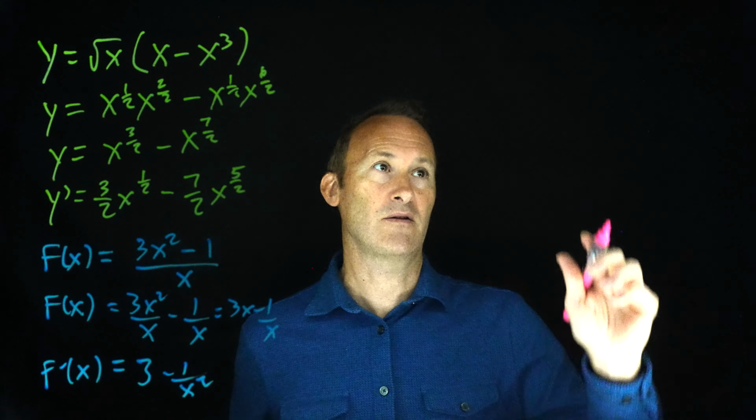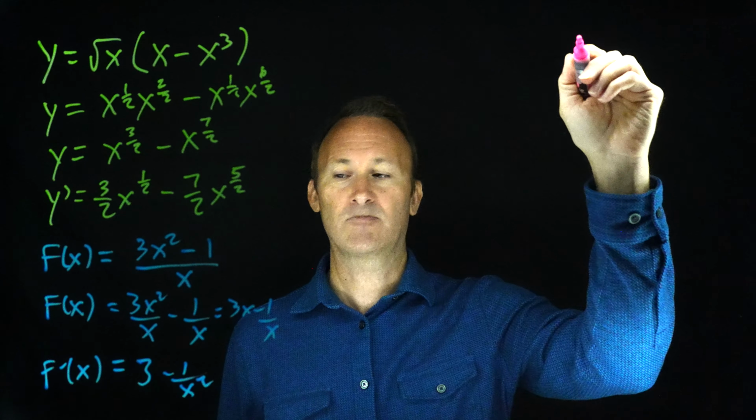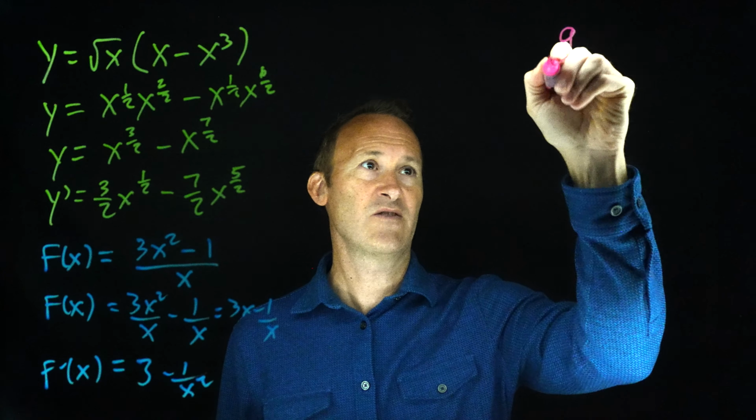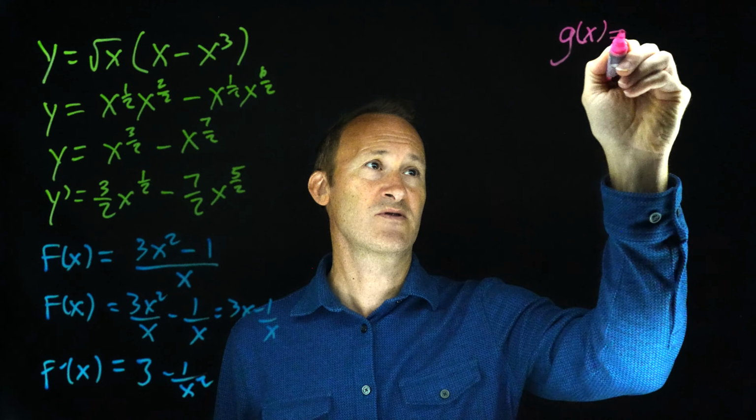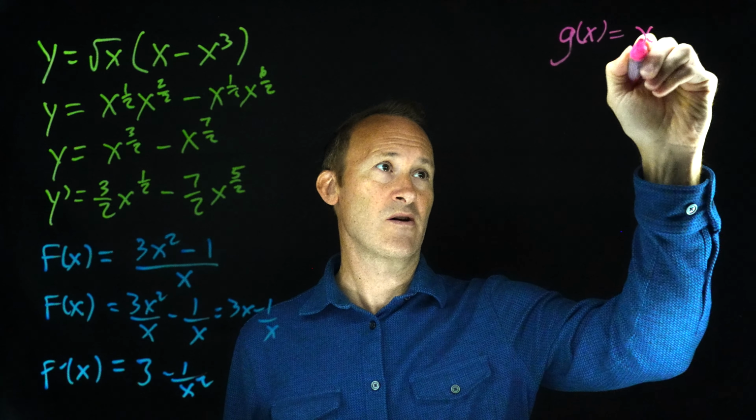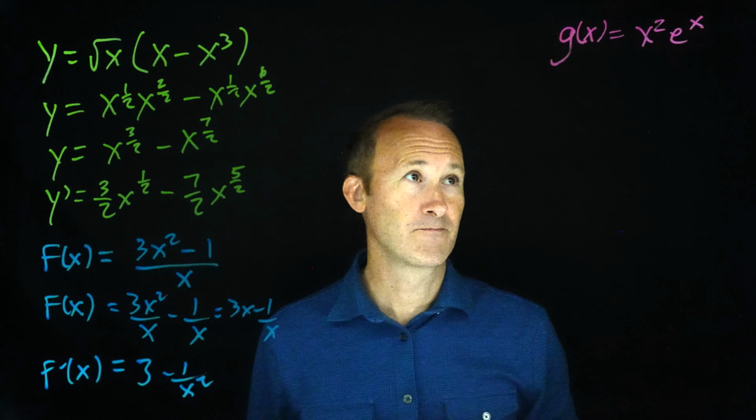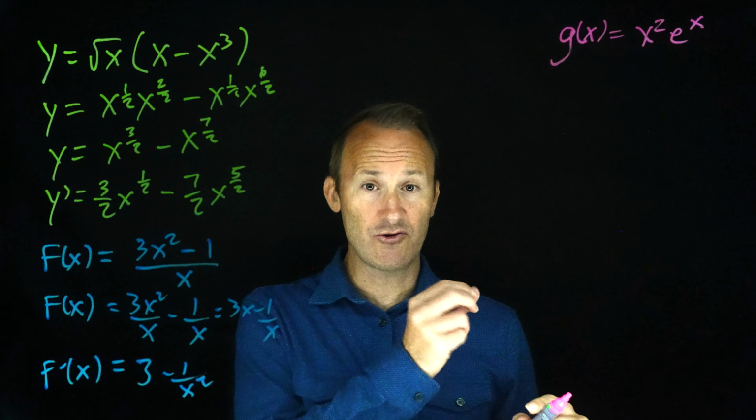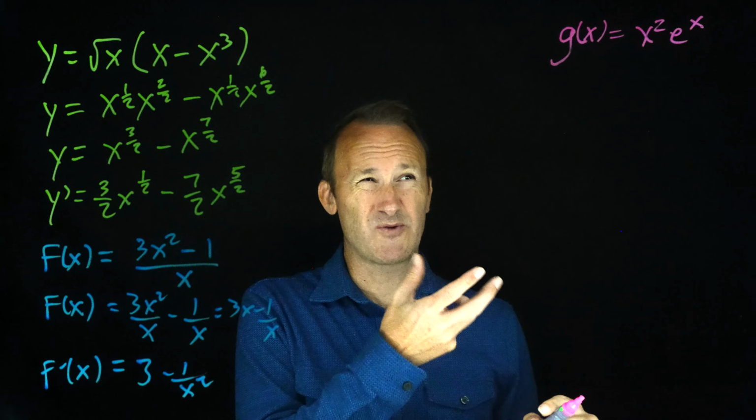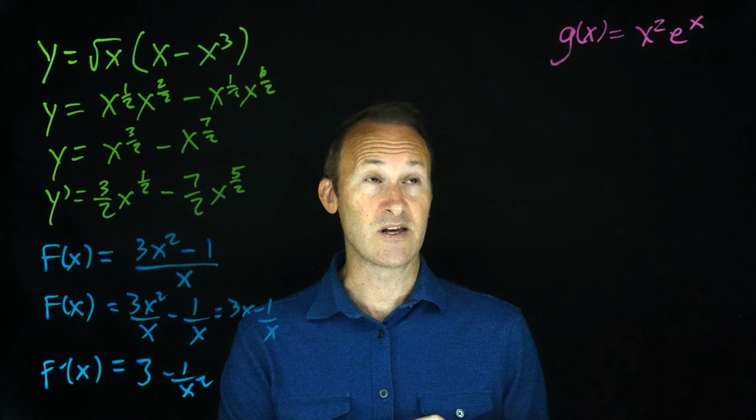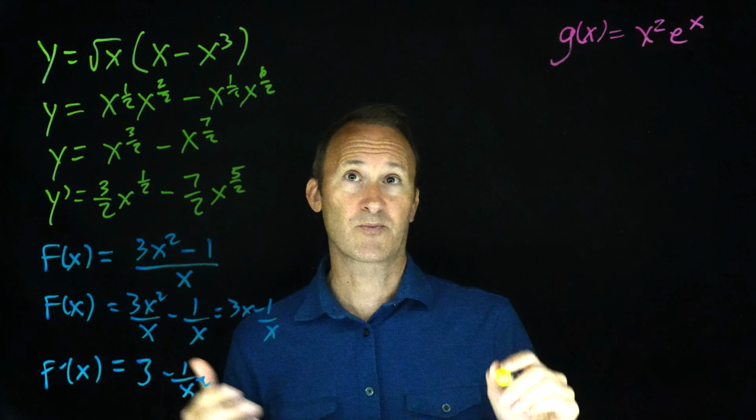What about the following? Let us consider g of x equals x squared times e to the x. Okay, so we've got two different functions sort of combined into one, and we know the derivatives of these separately, but that doesn't tell us how to take the derivative together. So what we need is something new. And what we need here is the product rule. So what's the product rule?